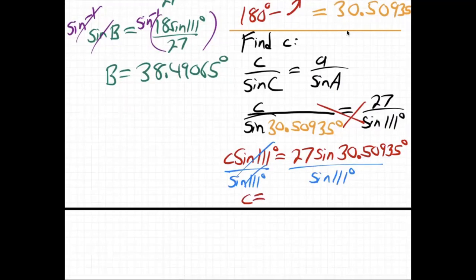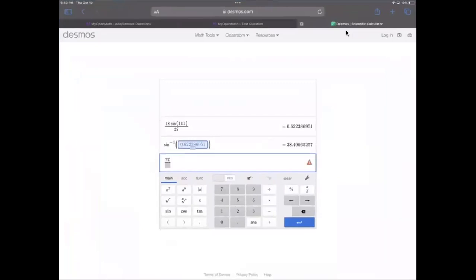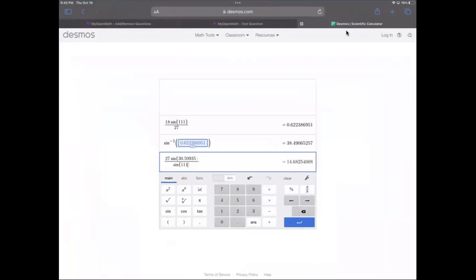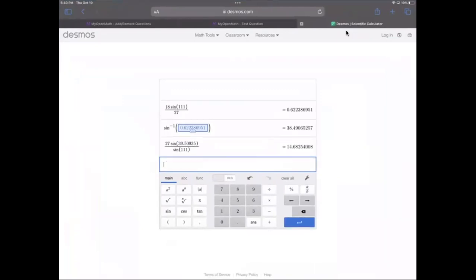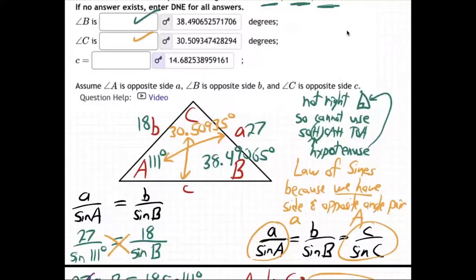Let's go to the Desmos calculator and we'll type that in, just like it is. So that was fraction on the top, 27 sine 30.50935 degrees. I'm in degree mode. Over sine 111. There we go, 14.6825. Just like that. So we go back, 14.6825. Hopefully that's the answer up here. Yes, it is. Check. There we go.